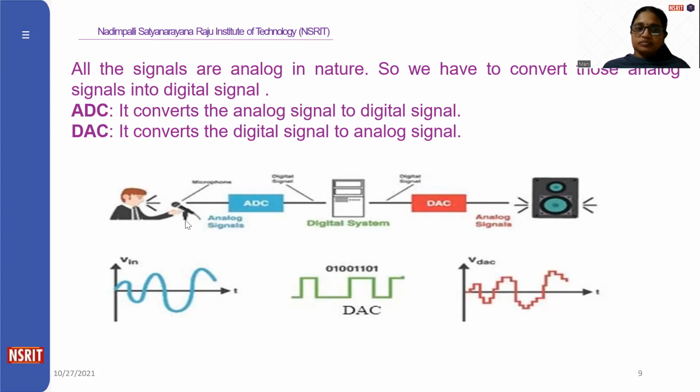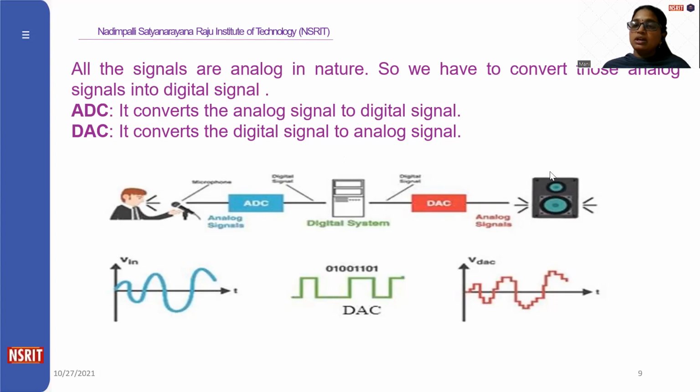So we'll see, when you speak in front of a mic, it is a physical quantity. That physical quantity will be converted into an electrical signal by using a microphone, which will be available in the form of an analog signal. To process that voice signal, you have to convert this analog signal into a digital signal. To convert that signal, we are using an ADC, analog to digital converter. After the ADC, we get a digital signal that will be processed by the digital system. Then that will be converted into an analog signal by using a digital to analog converter.